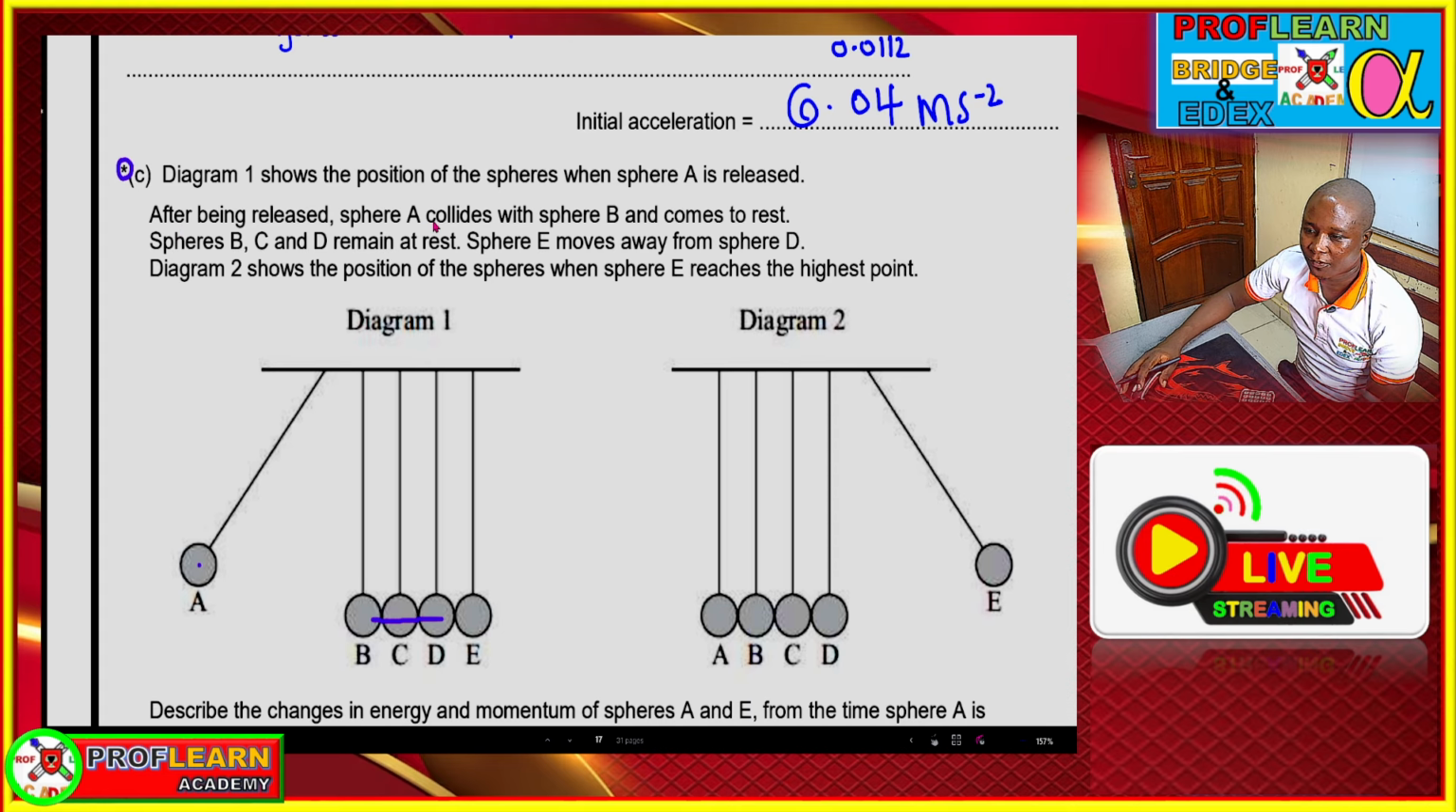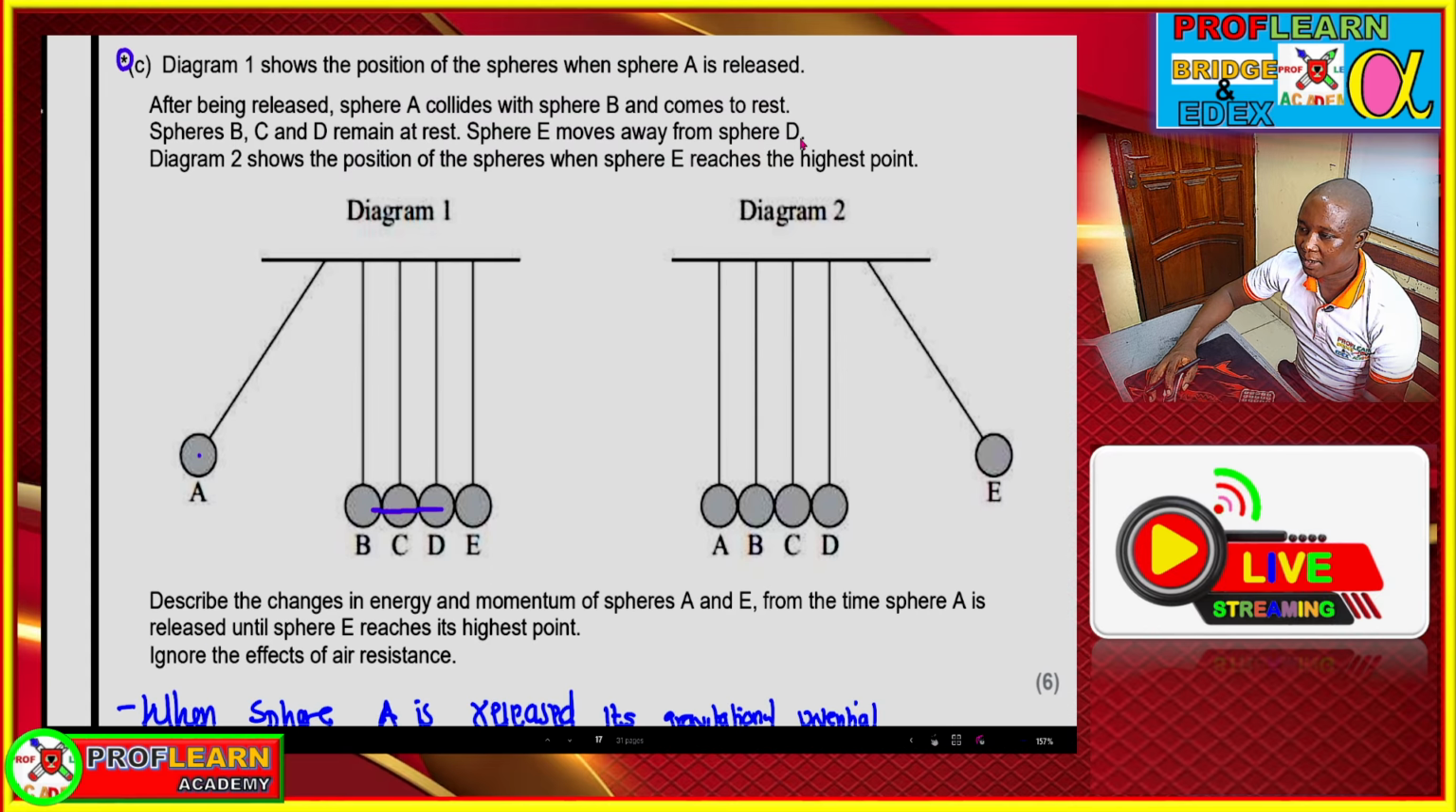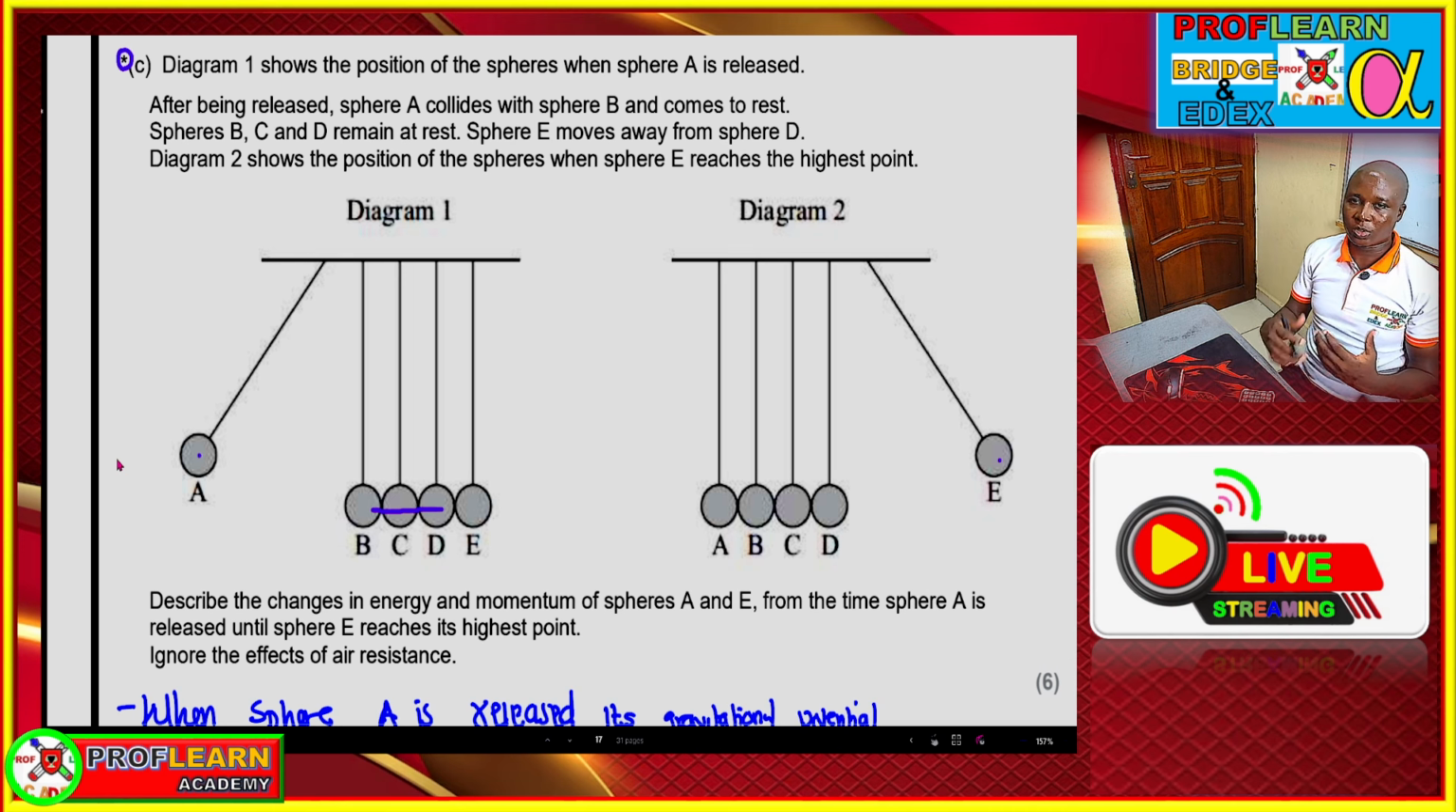After being released, sphere A collides with sphere B and comes to rest. Spheres B and C remain at rest. Sphere E moves away from sphere D. All right. Diagram 2 shows the position of the sphere when E reaches the highest point. So also we have different conversions or transfers of energies taking place.